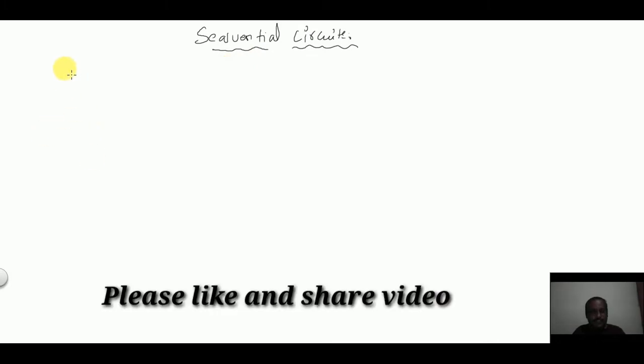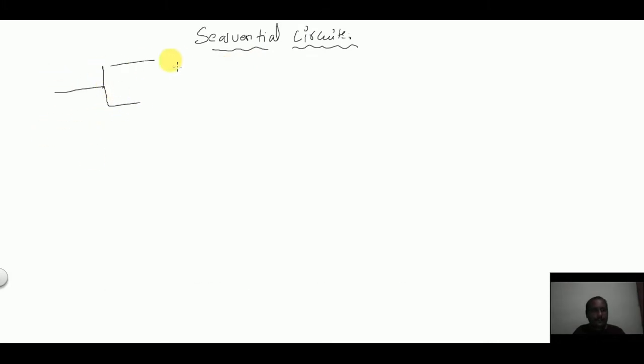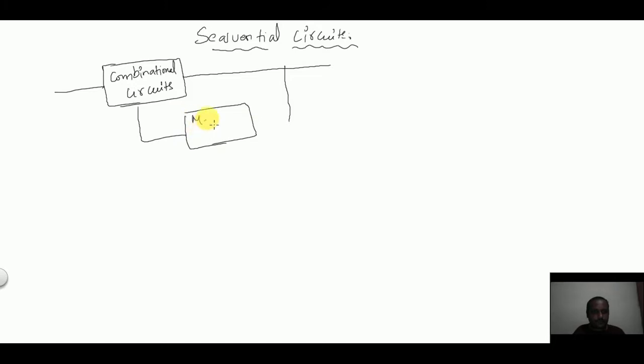So sequential circuits, its general block diagram will be like this. You have a combinational circuit, and through feedback we are going to have the memory elements in the feedback path. So these are outputs and these are inputs. This is the basic block diagram of a sequential circuit.